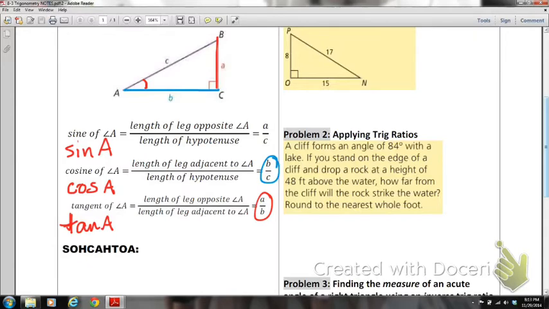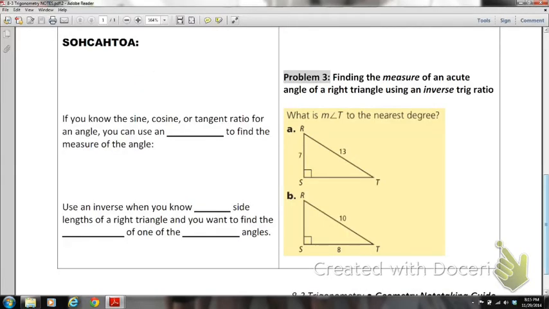So let's look at something to help you remember this. SOHCAHTOA. SOHCAHTOA is an acronym, which is something that helps you to remember the order of the sides that go with each of these ratios. The SOH part represents sine. Sine of A is opposite over hypotenuse. So the S, the O, and the H form the SOH of SOHCAHTOA.